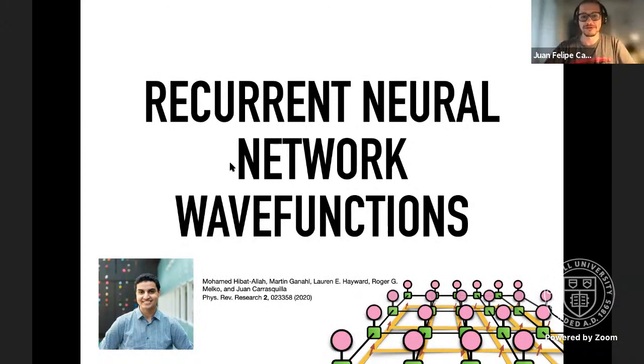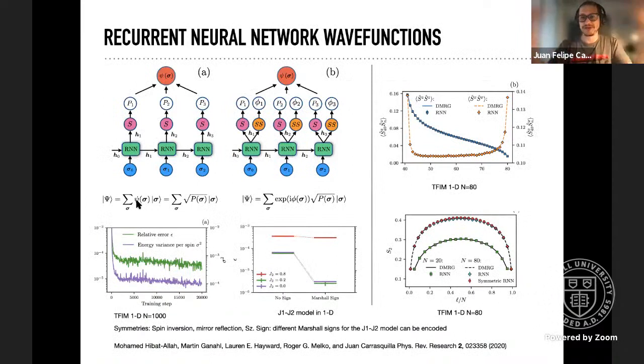Okay, and so we introduced the so-called recurrent neural network wave function, and this is work by my student Mohammed and our collaborators. So what are these? We took a recurrent neural network and created a quantum state, right? We make a coherent superposition. In the simplest case, you can imagine that if the wave function of a system is always positive, then you simply take the square root of the probability, and then you create a coherent state, a quantum mechanical object that you use to simulate your quantum systems.